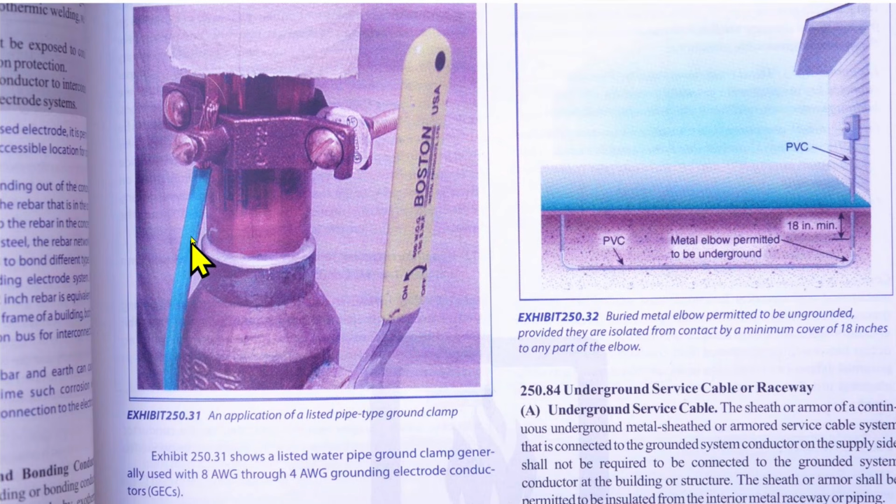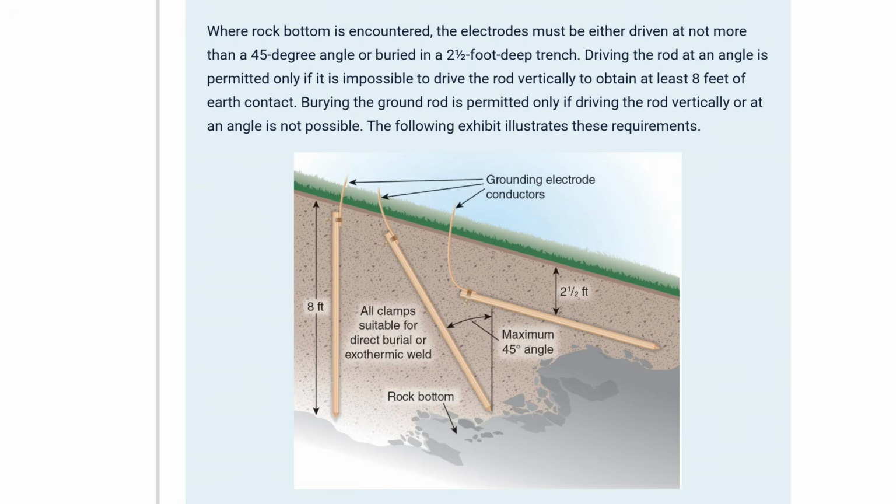See this green wire right here? That is a grounding electrode conductor. And it says Exhibit 250.31 shows a listed water pipe ground clamp. That's right here, the ground clamp, generally used with 8 AWG through 4 AWG grounding electrode conductors, GECs. So there you go. That's a simple example of a GEC. This is an exhibit found in the 2026 NEC handbook.